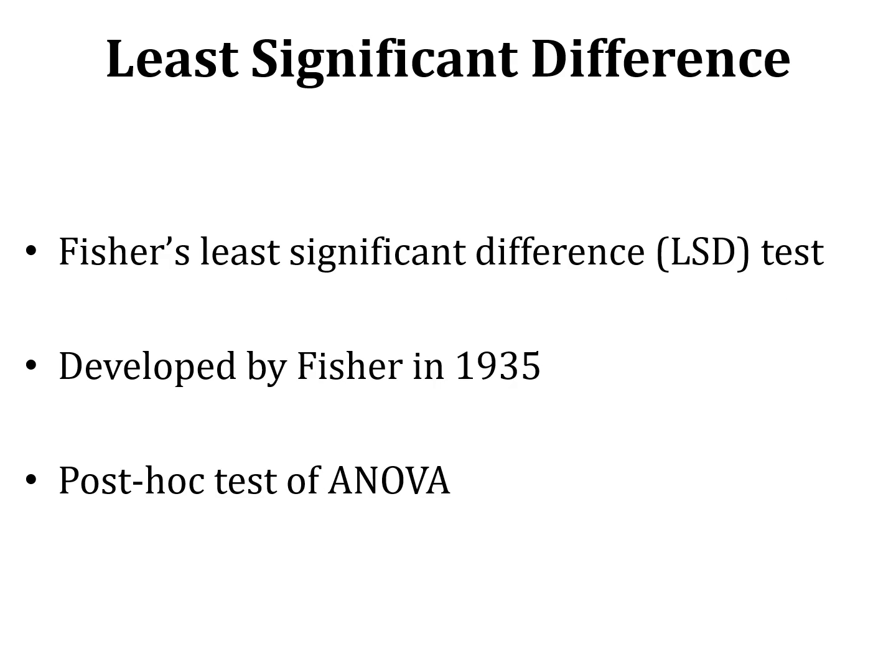Today we are going to start the calculation of least significant difference. So least significant difference is the Fisher's least significant test. And why is it called Fisher's least significant test? Because it was developed by Fisher in 1935. And what is the least significant difference, or LSD test? This is a post-hoc test of ANOVA.